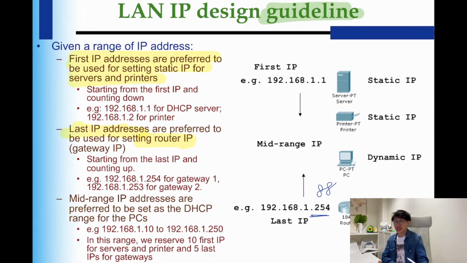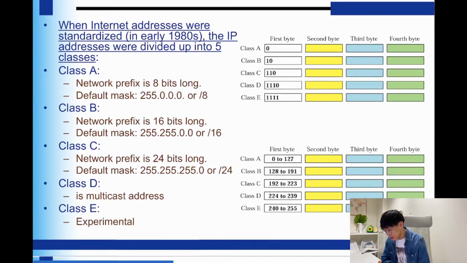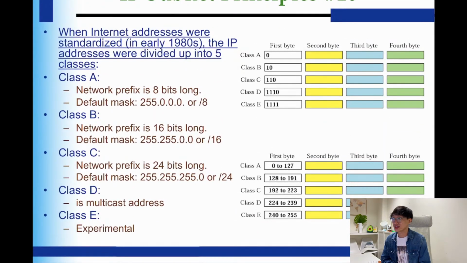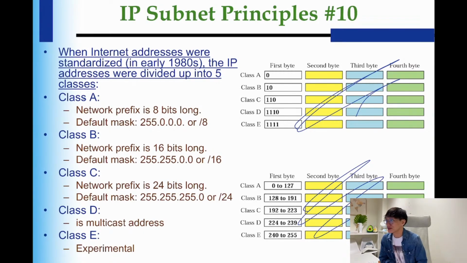Let's say in the exam, you have some questions like that. It doesn't mean that you have to always put 254 as your router. It's totally up to you. This is just a guideline. Now principle number 10 is what I already discussed earlier. I don't need you to see this, so you don't have to see any of these things. You just want to look at class A, B, and C.